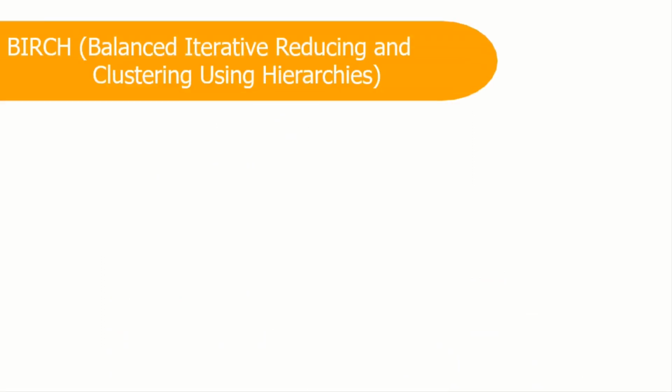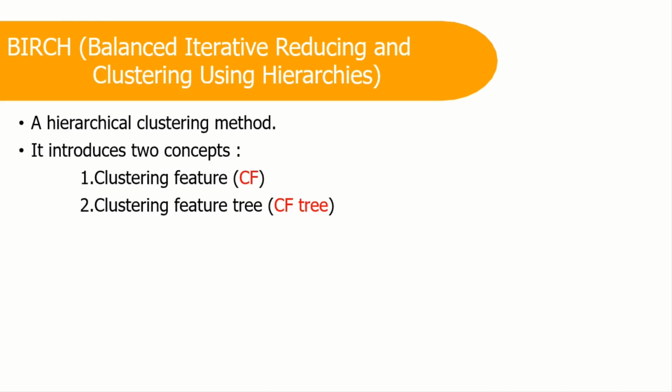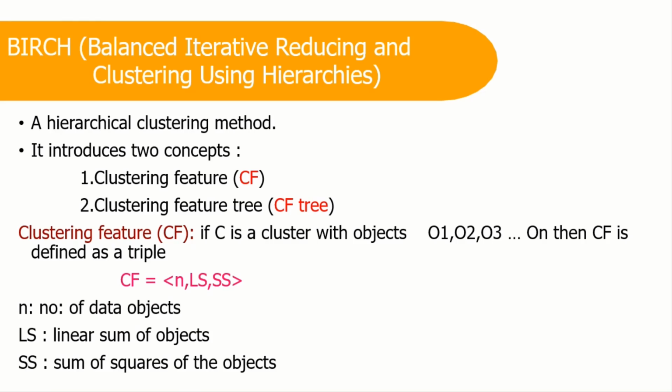One of the main methods in hierarchical clustering is BIRCH, which stands for Balanced Iterative Reducing and Clustering Using Hierarchies. It's a hierarchical clustering method and introduces two concepts. First is the clustering feature CF, and the clustering feature tree, which is the CF tree. Now, in a clustering feature, if C is a cluster with objects O1, O2, O3 up to On, then CF is defined as a triple of n, ls, ss, where n stands for the number of data objects, ls stands for the linear sum of the objects, and ss stands for the sum of squares of the objects.